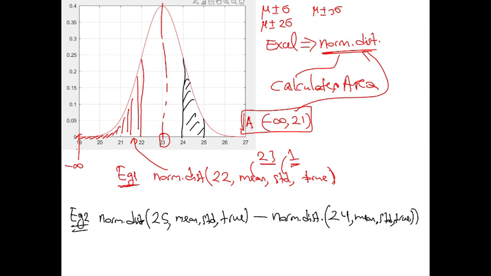So what Excel will do is firstly calculate the area till 25, from negative infinity to 25. It will take the whole area. Then it will calculate the area till 24, from negative infinity to 24, and then subtract, and whatever is left will be this gap here. This is how we are going to use Excel in our case. So be careful here, and this will be the essence of our problems in the next stage. Thank you.